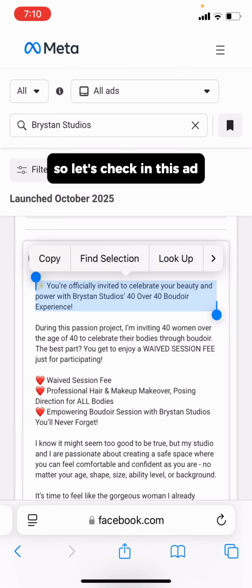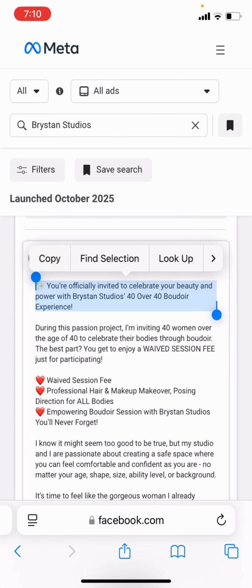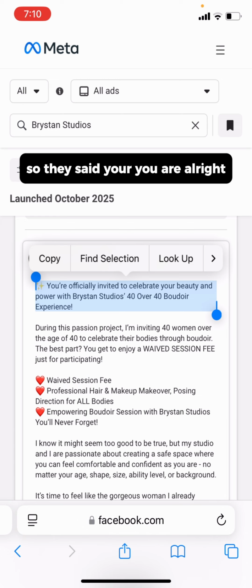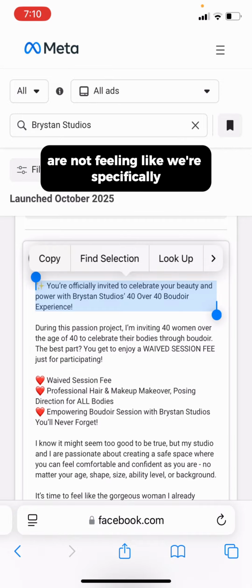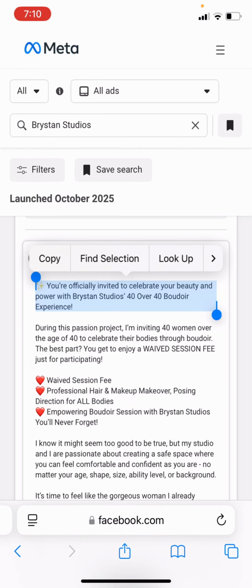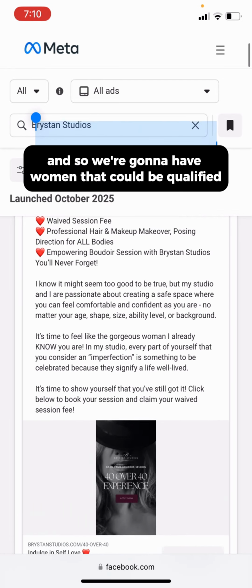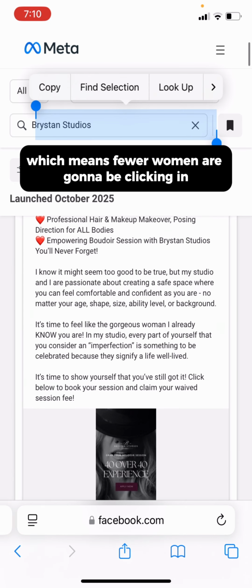So let's check in this ad, see what we got here. Your fish invited. So they said you are. All right, so we're missing a who. We're missing a self-label, which means we're not being specific. Women scrolling are not feeling like we're specifically speaking to them. And so we're gonna have women that could be qualified scrolling on by, which means fewer women are gonna be clicking in, consuming our ad copy.